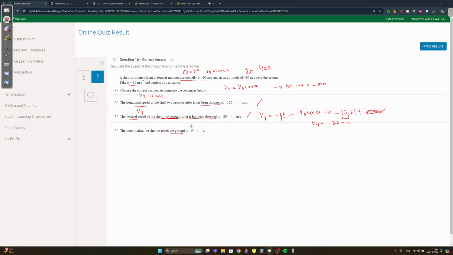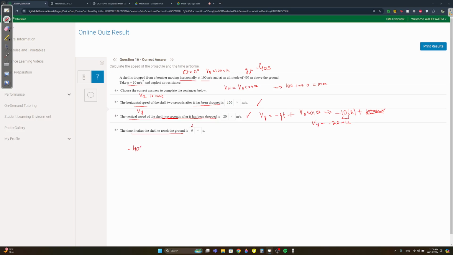The time it takes for the shell to reach the ground. Total time is equal to 2 V naught sine theta over g. I don't think you can use this. Let me try, I just want to see. Yeah, you can't use this because theta is equal to 0. So always for horizontal, if you want to find time, you're not allowed to use this equation because theta is 0, so sine theta is 0. What do we know? They gave us that it's 405 meters. We know that the final y is minus 405, right?